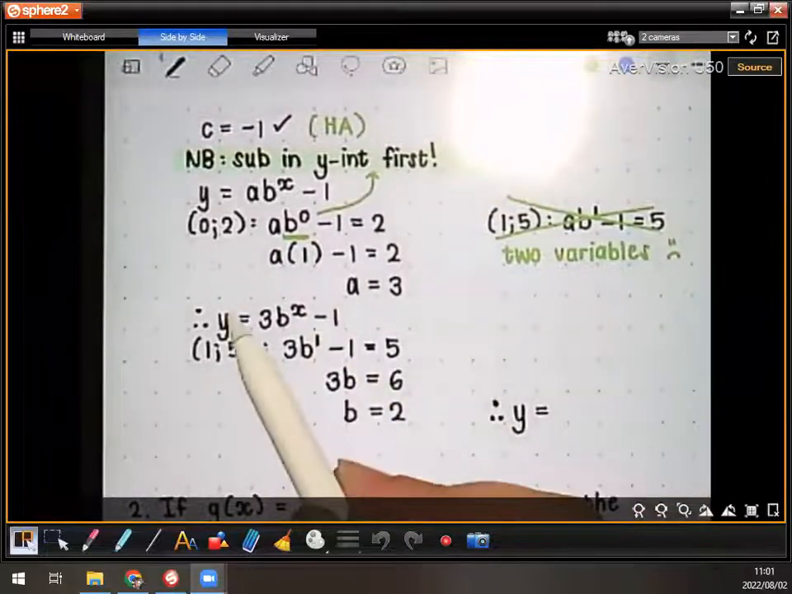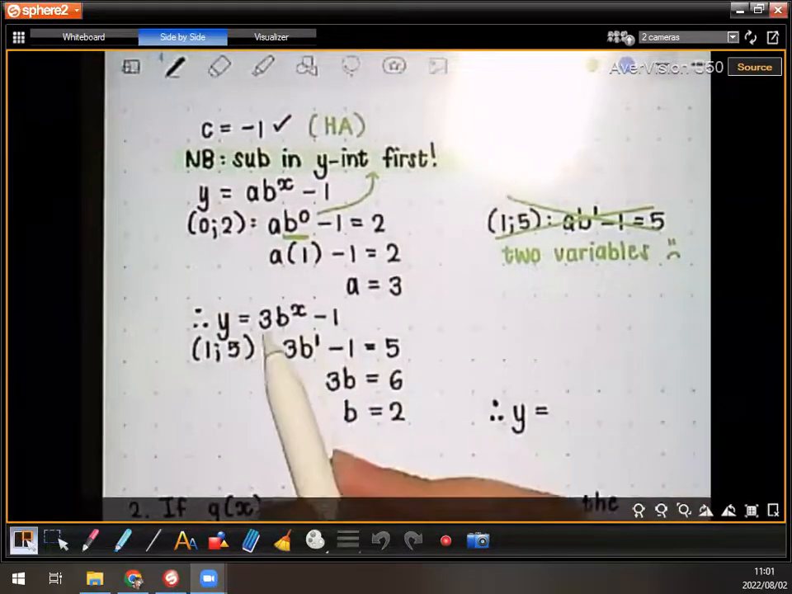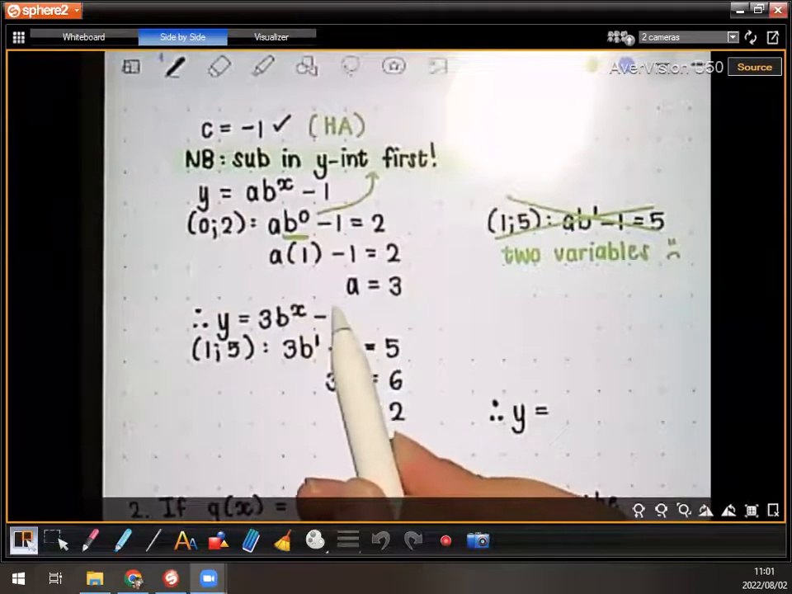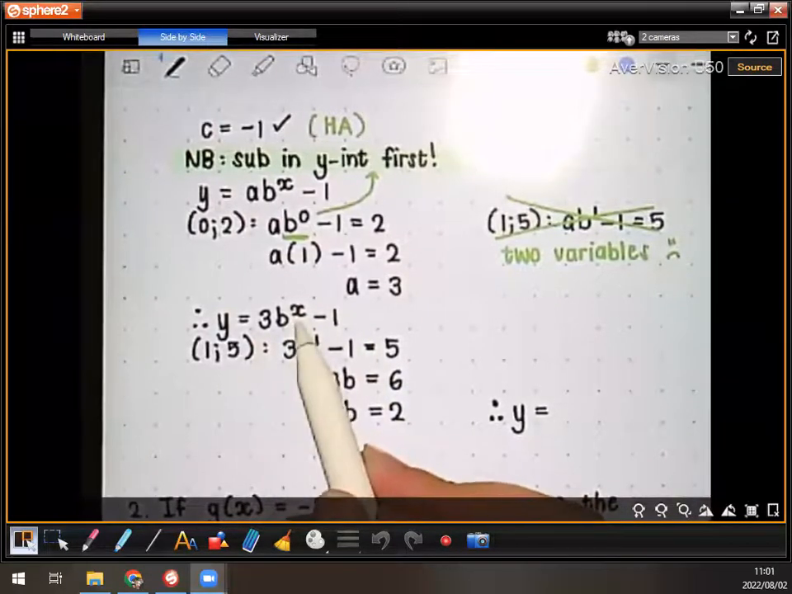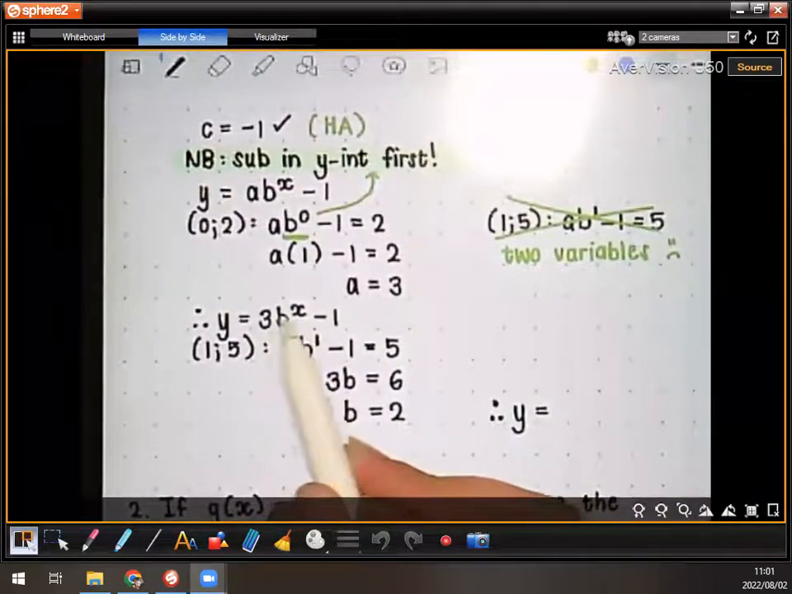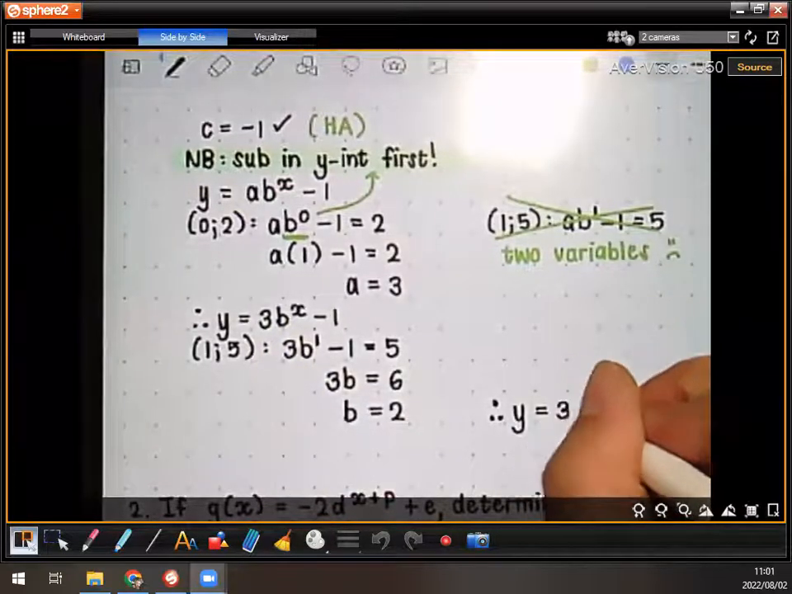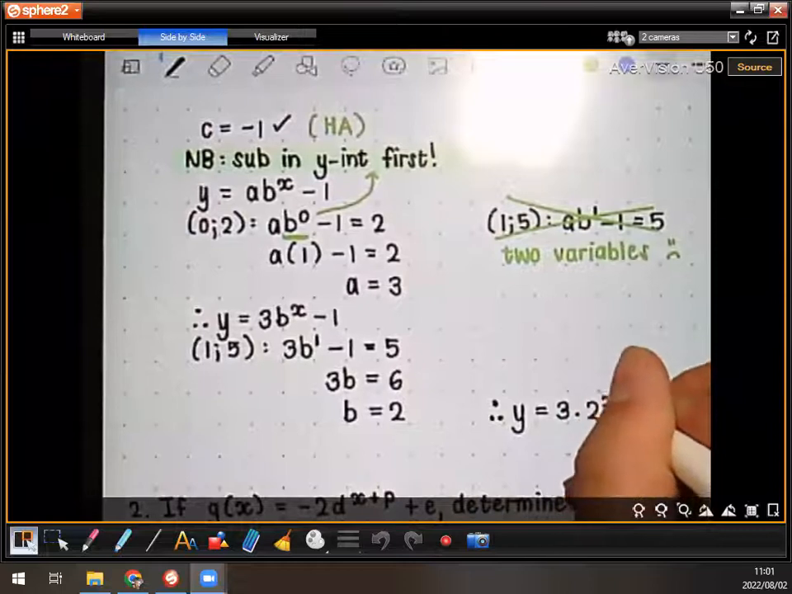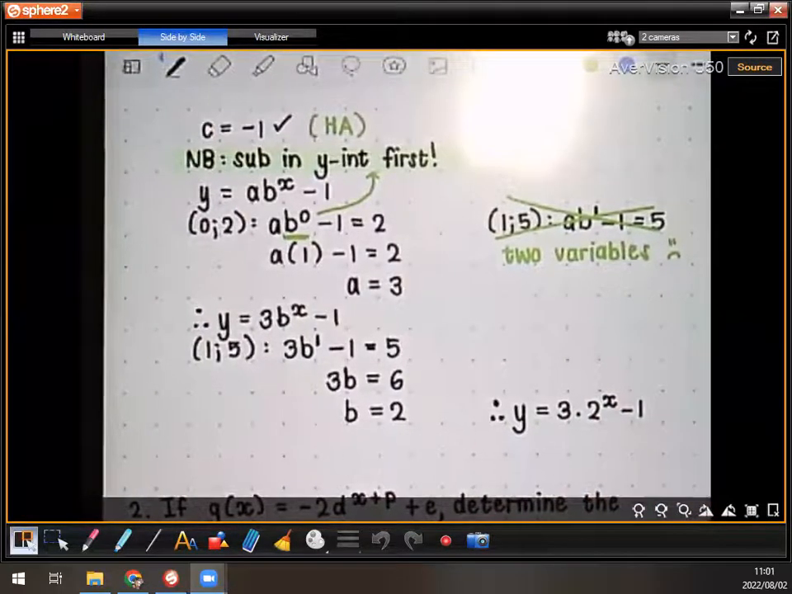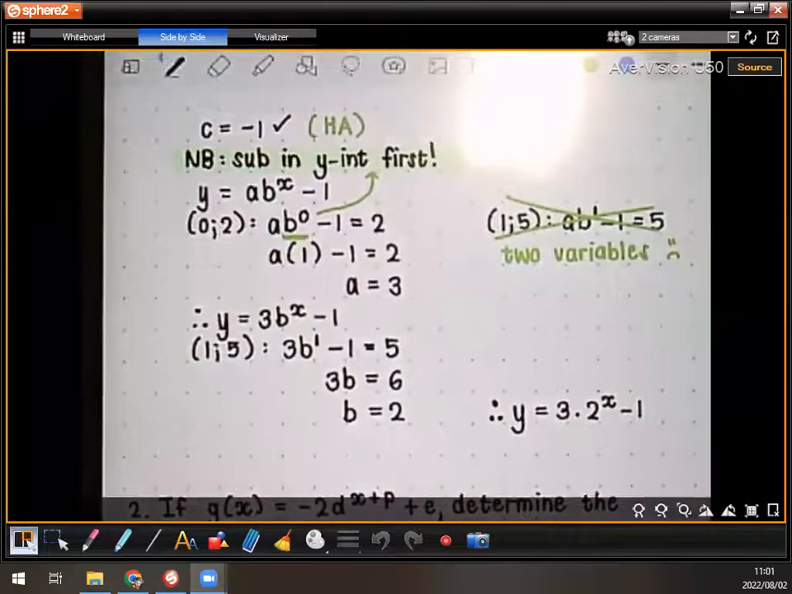Okay, so the equation was, now you must be careful guys, you can't just write 32 to the x because then it's going to look like 32 to the x. All right, what is this 3 and b? What are we actually doing with these? Multiplying, right? So you have to just put a dot there to show that those two are actually multiplying. Okay, if that dot is not there, it's going to look like 32, which it's not. Okay, so 3 and then a 2 to the x minus 1.